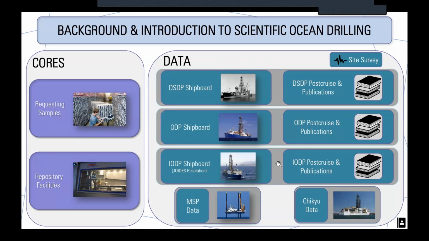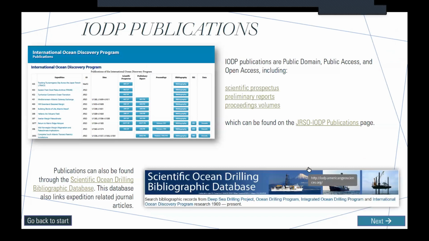And so publications are split a little bit by which phase of the program we're in. So I'm going to start most modern and I'll work backwards. Current IODP publications, it's a very nice web page, very easy to navigate. You can quickly jump to everything from the scientific prospectus, which is written before an expedition, all the way through the proceedings volumes, which is produced 1 year after the sample party or the end of the expedition, basically at the end of the moratorium period. It's also got a lot of links to bibliographies, RIS documents, etc.